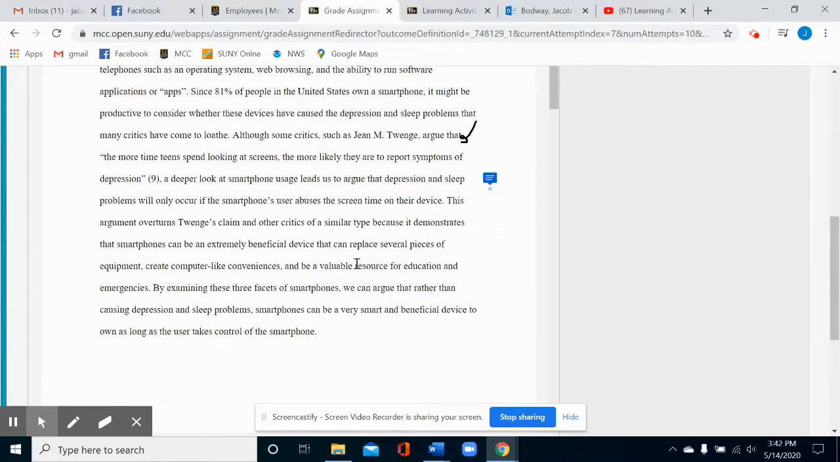All right. So what we have right here is the roadmap to the rest of the paper. Three reasons, three points of analysis that this writer is going to examine in more detail throughout the essay. This last sentence here in the introduction reinforces the thesis statement. Okay?